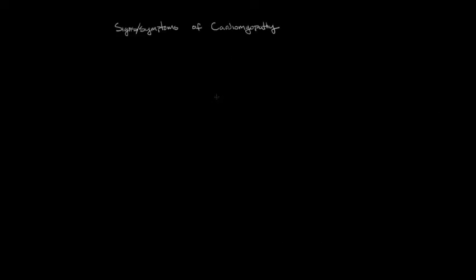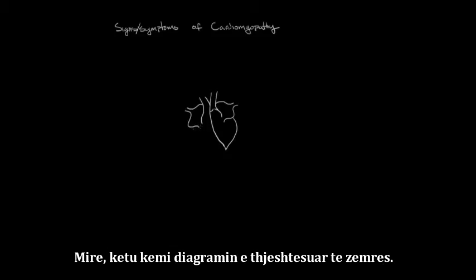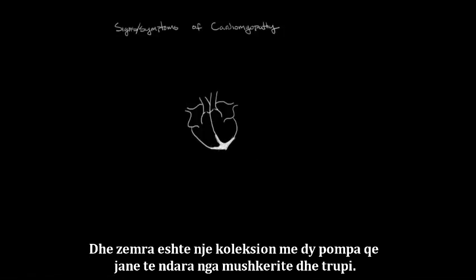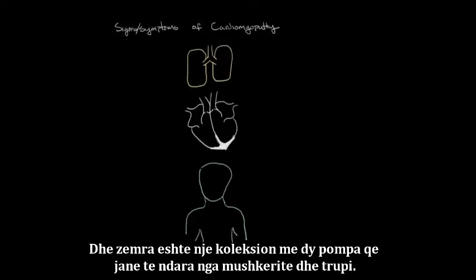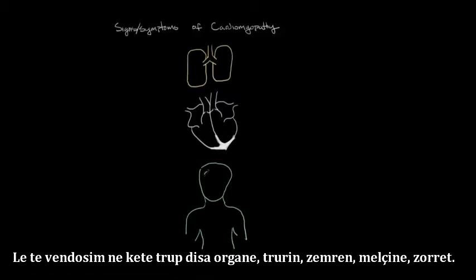So let me just draw a little diagram here to help illustrate this. All right, so here we have a simplified diagram of the heart. And the heart is a series of two pumps that are separated by the lungs and the body. All right, so let's give this body a few organs, maybe a brain here, and a heart, perhaps a liver, and maybe some intestines.